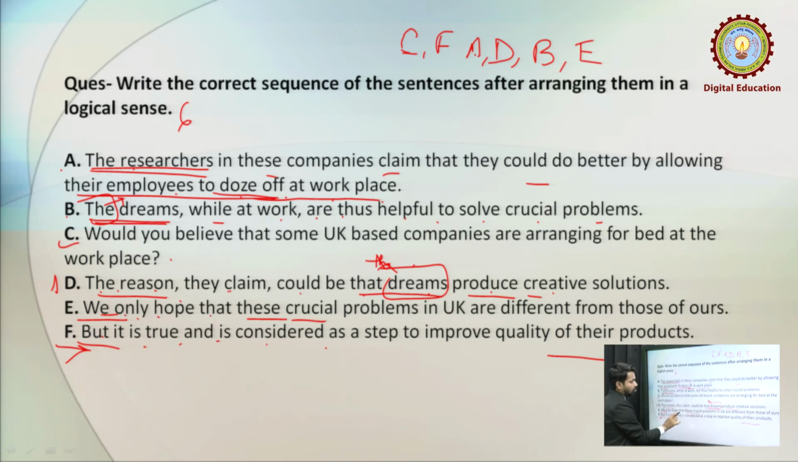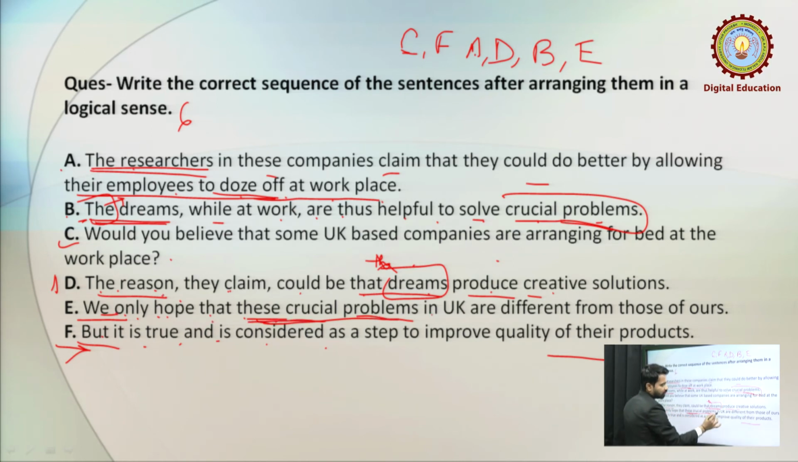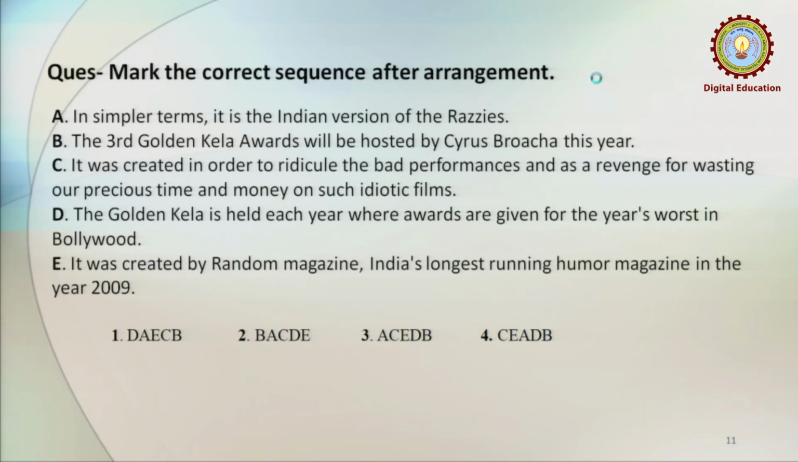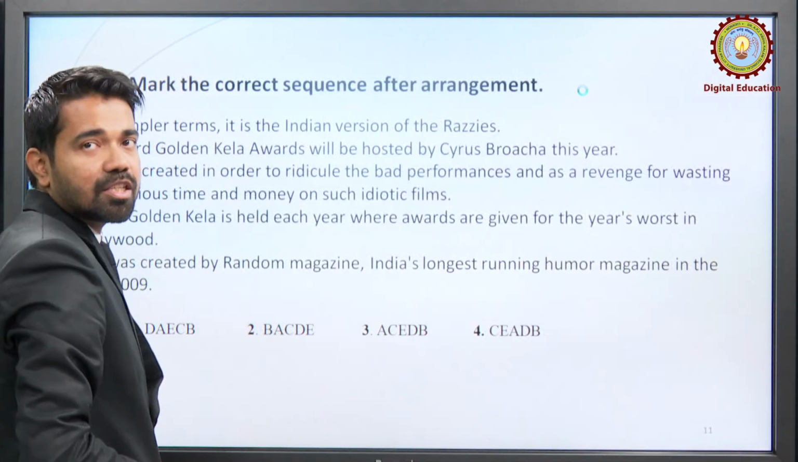We only hope that these crucial problems. In the previous sentence, B, we have seen solve crucial problems. So now in continuation, these are the crucial problems. We only hope that these crucial problems in UK are different from those of ours. So this is the correct sequence. Now next exercise, we have some options given. Mark the correct sequence after rearrangement.